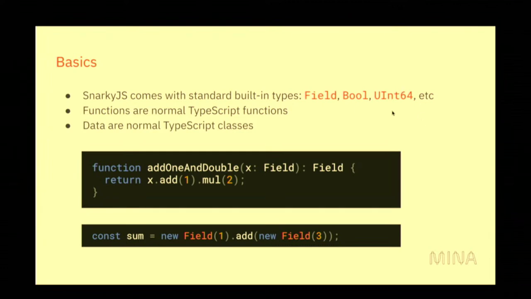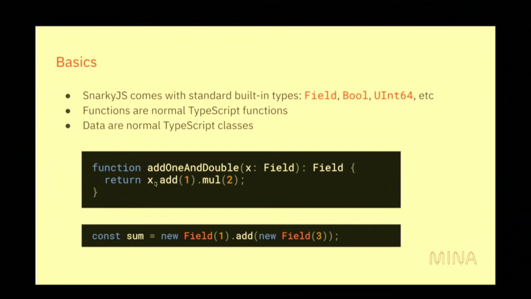Functions are just normal TypeScript functions, and data are normal TypeScript classes. So if we look here, we have a function, addOneAndDouble. We pass in something called x, which is a field, and we return a field. And so what we're returning is x.add(1).mul(2).